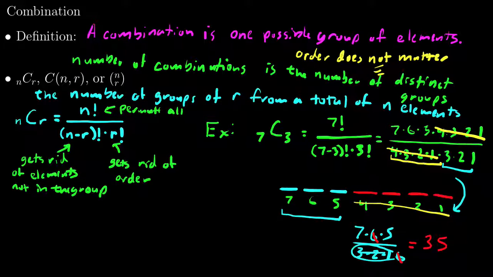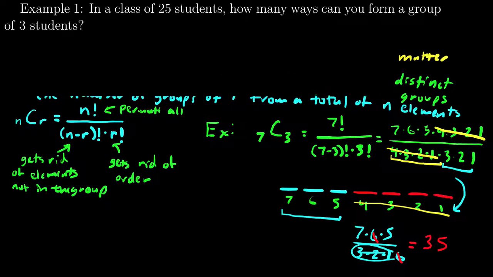Okay. So let's look at a real-world example. In a class of 25 students, how many ways can you form a group of 3 students? Since I'm actually forming groups here where order does not matter, it's going to be 25C3. And I said I'd talk more about how to understand this. I'm not seeing how many groups I get if each group has 3 students.